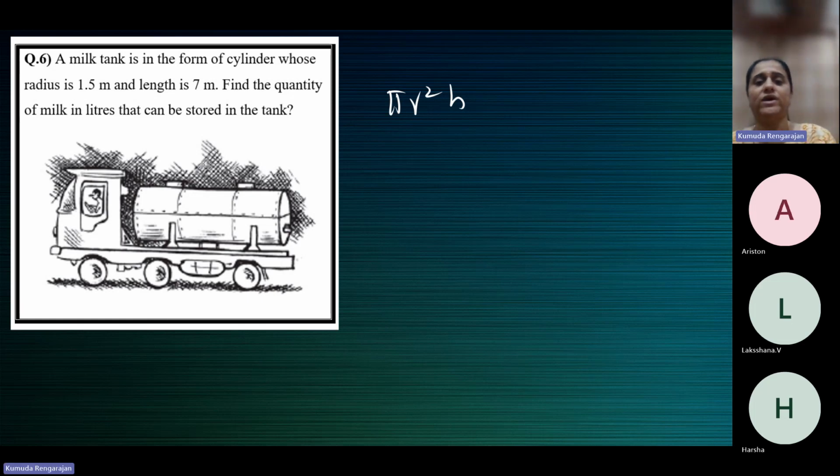But this answer which you find will be in meter cube. You will find pi r square h, volume of the tank. But that answer will be in meter cube. Why? Because the radius is in meter and the height is also in meter.